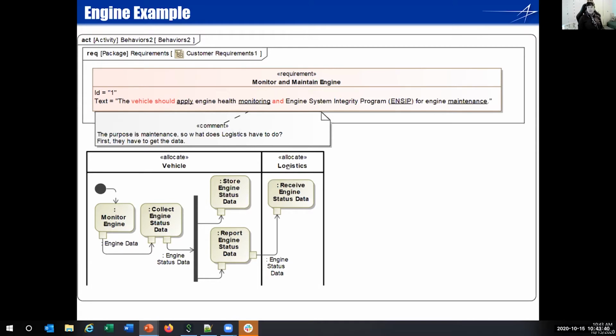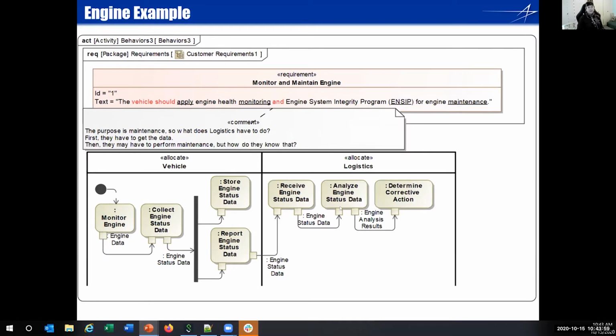Now this might be the repair shop for your car. Maybe you take your car down to Pep Boys or Meineke, right? They've got this little portable device that they plug into your car, and your car gives them some code number. That might be a physical implementation of this on a real system. After they get that code, they have to analyze it. What does that mean? And they have to figure out what the corrective action is.